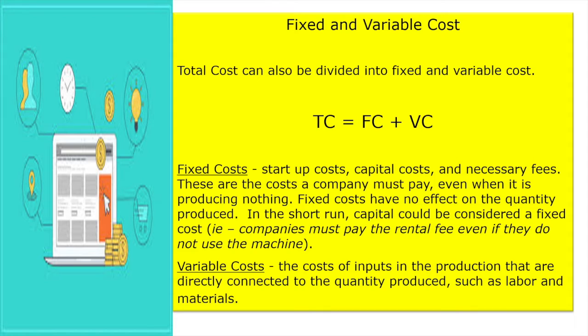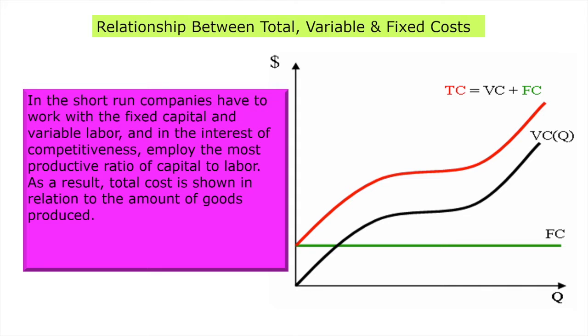Variable costs. The cost of inputs in the production that are directly connected to the quantity produced, such as labor and materials. The relationship between total variable and fixed costs. In the short run, companies have to work with fixed capital and variable labor, and in the interest of competitiveness, employ the most productive ratio of capital to labor. As a result, the total cost is shown in relation to the amount of goods produced.